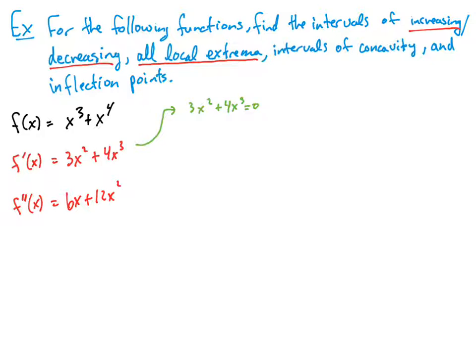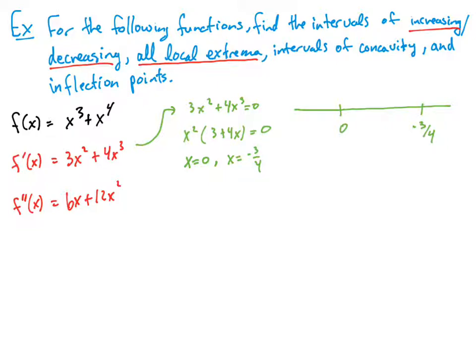I'm going to factor out an x squared. I'm left with 3 plus 4x is equal to 0. So when x squared is equal to 0, that means x is going to be equal to 0. And then when 3 plus 4x is equal to 0, we're going to have negative 3/4. So on our number line, we're going to separate the intervals at 0 and at negative 3/4.